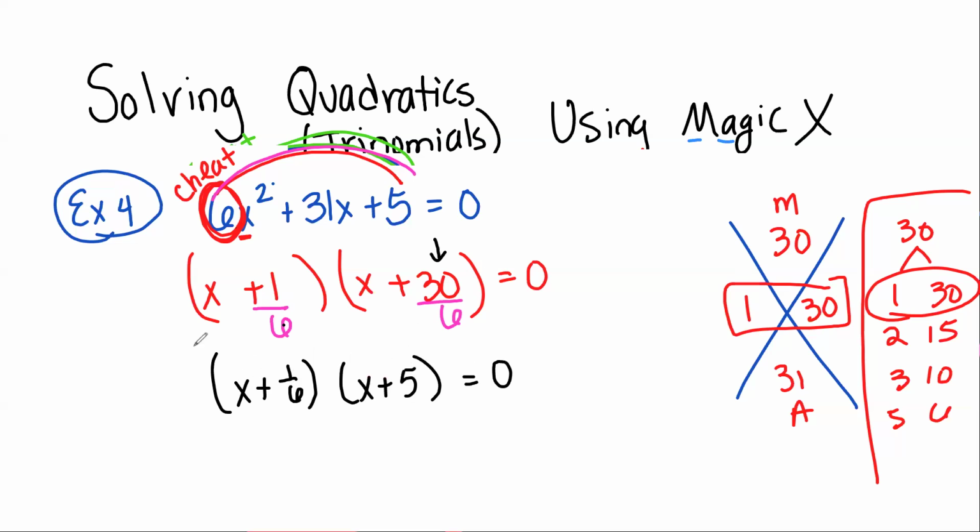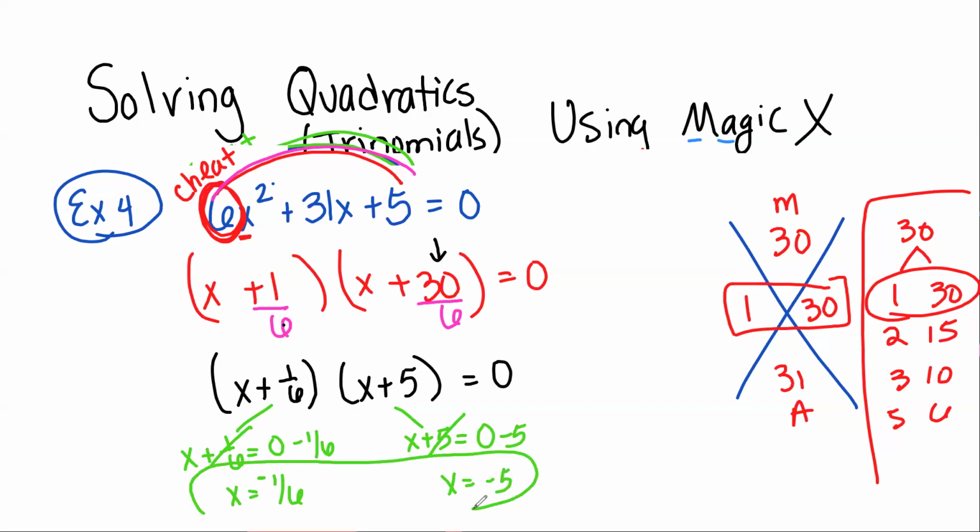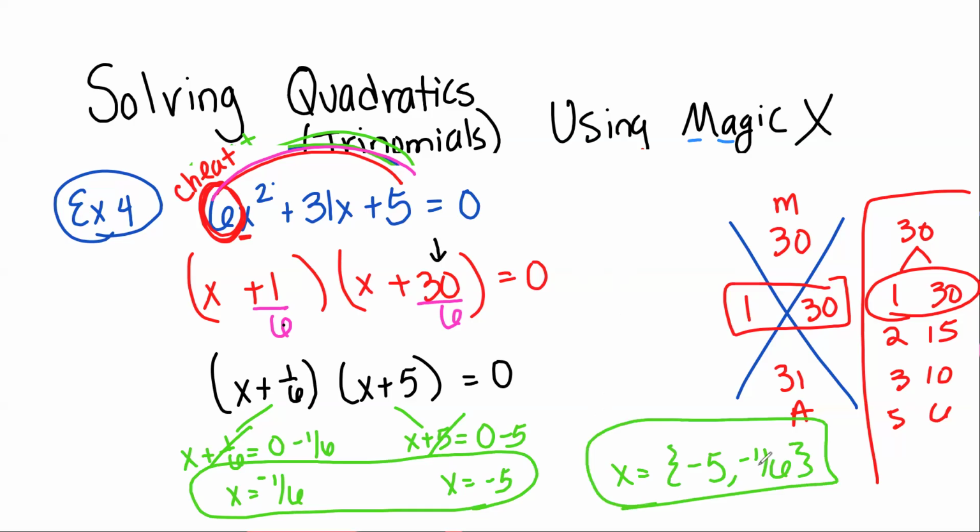This still equals 0, and now set both babies or factors equal to 0. So we have x plus 1/6 equals 0. I'm going to minus, and x is negative 6th, and x plus 5 equals 0. We're going to minus, and x is negative 5. Answer. X equals the set negative 5, negative 6th. And again, it's okay to get a fraction.